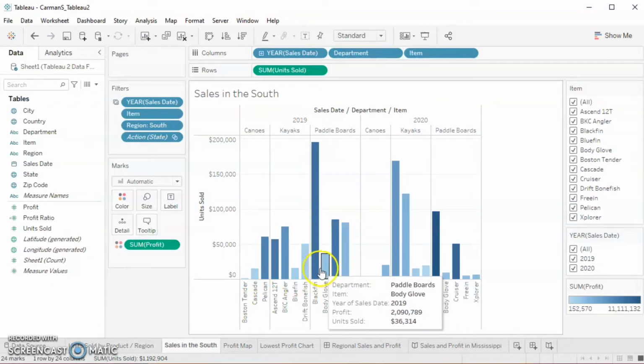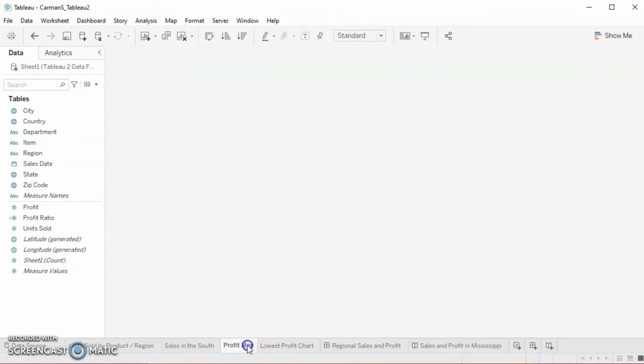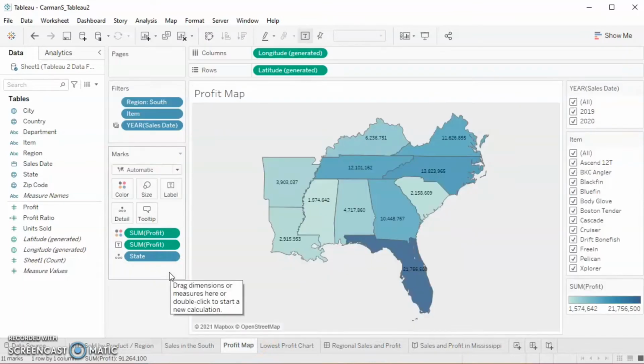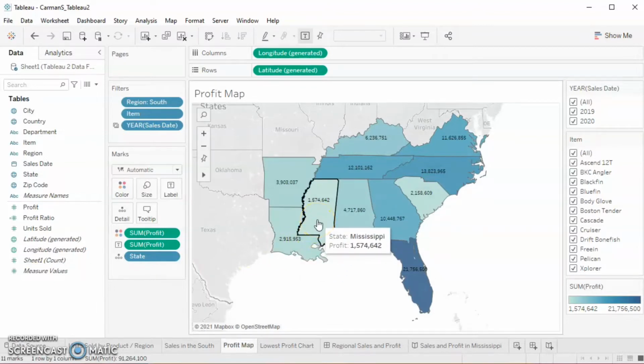For the next one, I did a profit map. This profit map shows the South along with the profits. Immediately you can tell that Mississippi has the least amount, and this answers the question of which state in the South sold the least and underperformed, not only in sales but also profits. This can be seen with and without the labels, and there is also less color indicating a weaker profit.